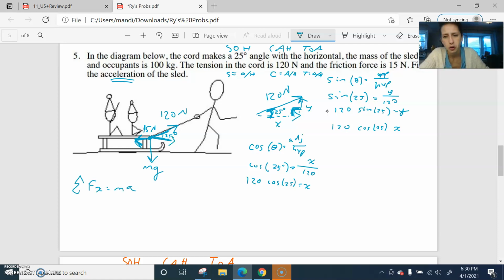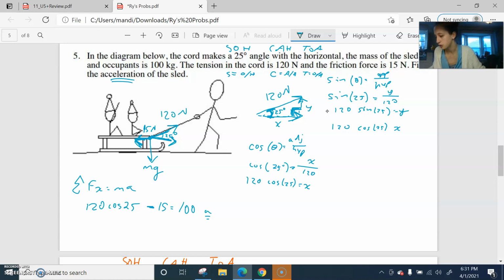The force going forwards, that's this part. So that's the x part. So we're going to say 120 cosine 25 minus whatever's holding us back. What's holding us back is our friction, and they said friction's 15. That equals ma. Our mass is 100, and we're solving for a. One equation, one unknown, we can do this.